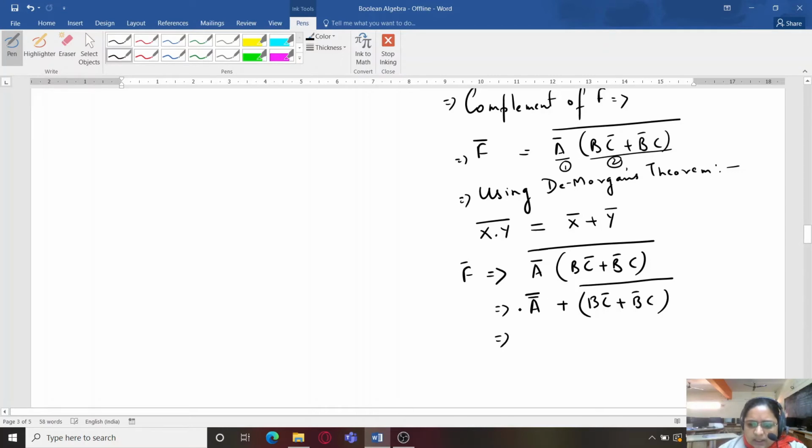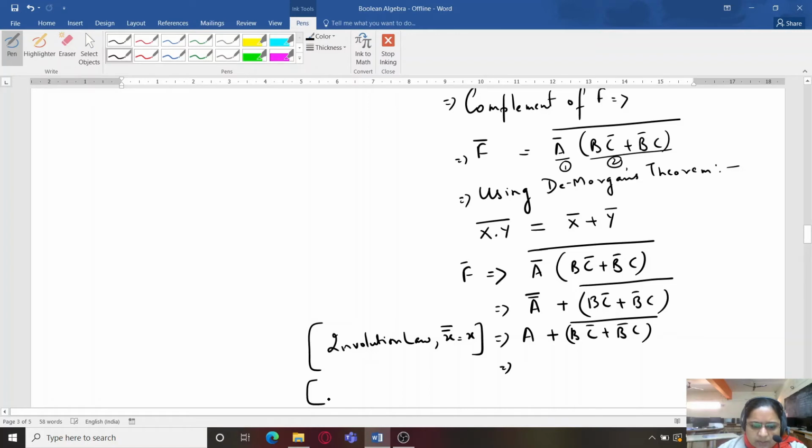Now this part can be simply written as A using what? Involution law, that is, x complement of x complement is equal to x. So involution law is used over here, and here I will be again using De Morgan's law. So I'll be using that in the next step.